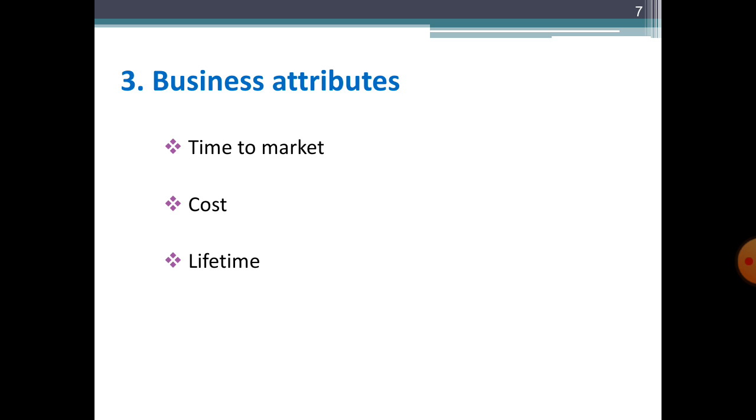And now the next one is business attribute. Now business attributes are the third group of quality attributes in any software architecture.